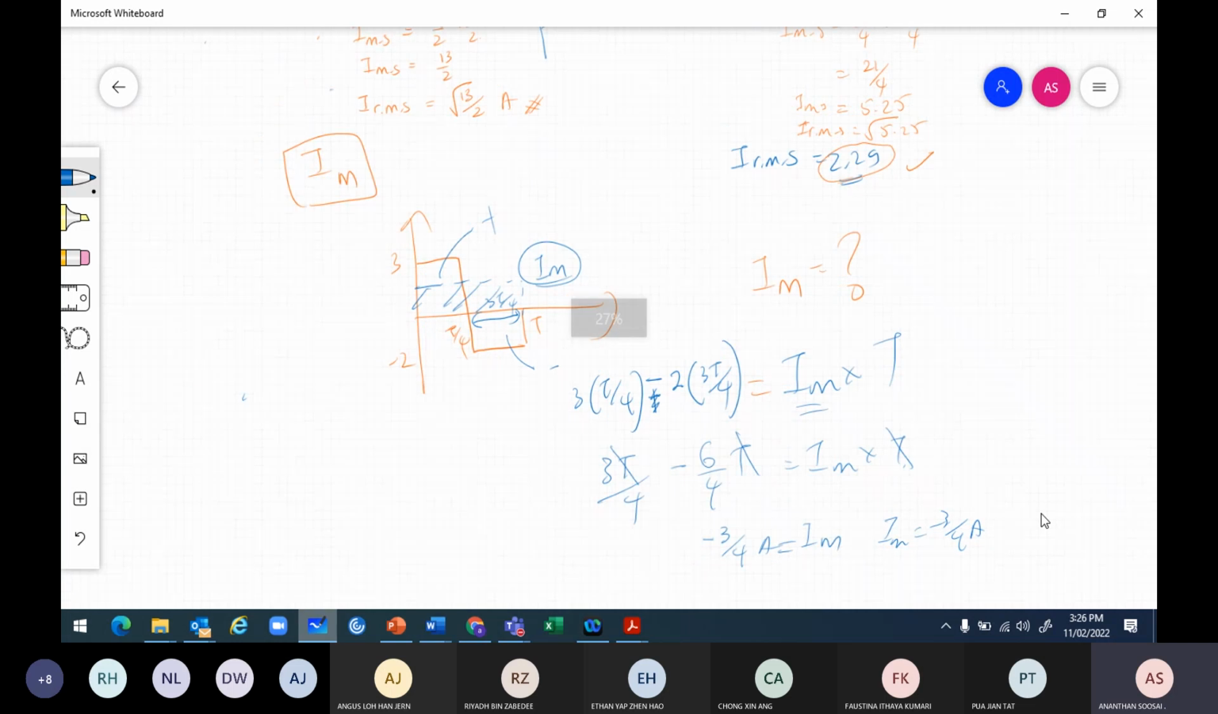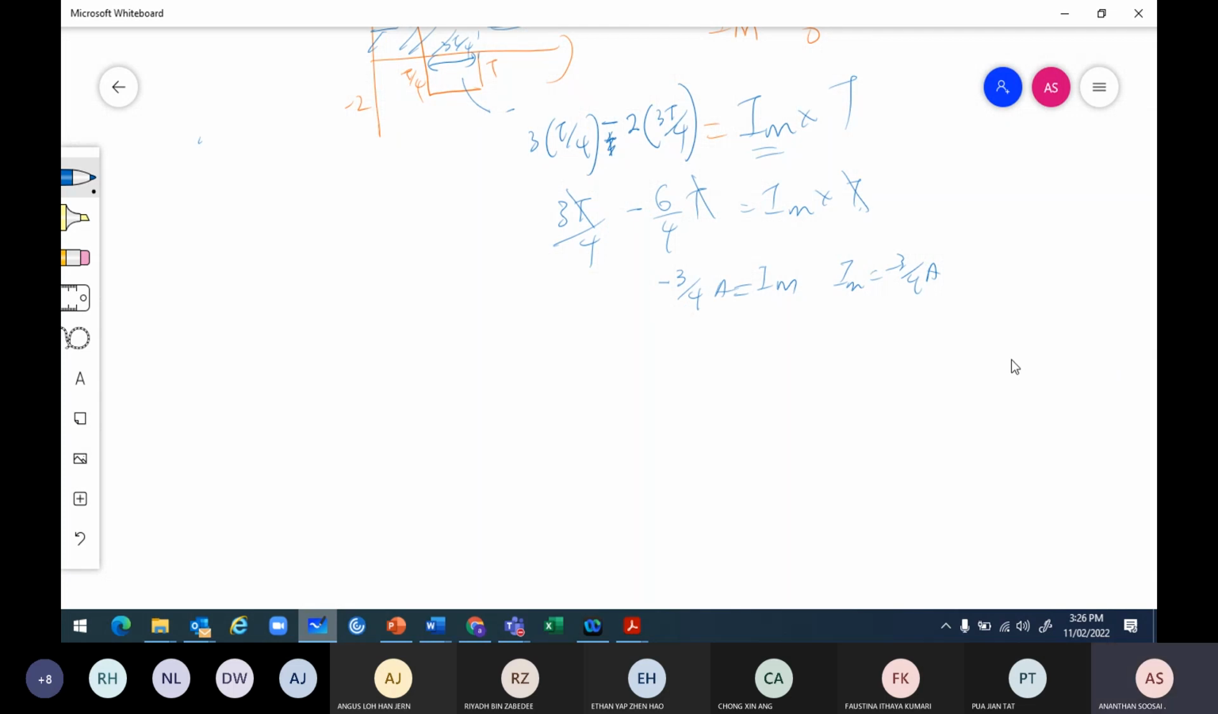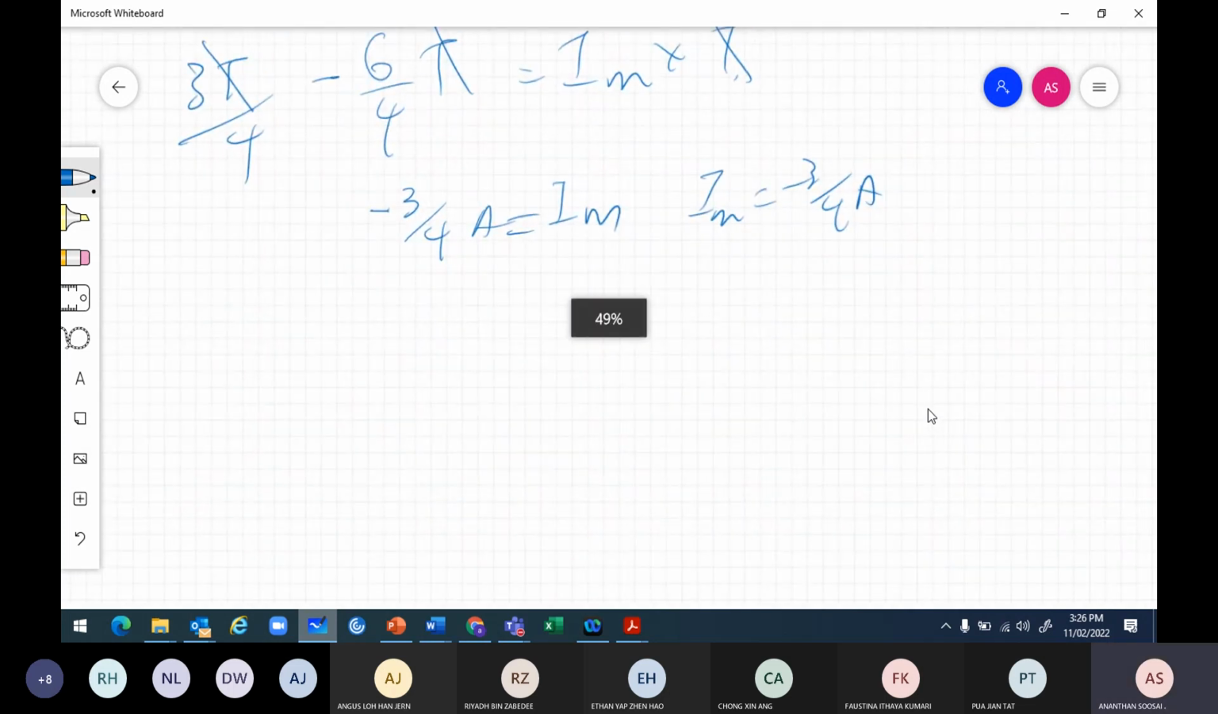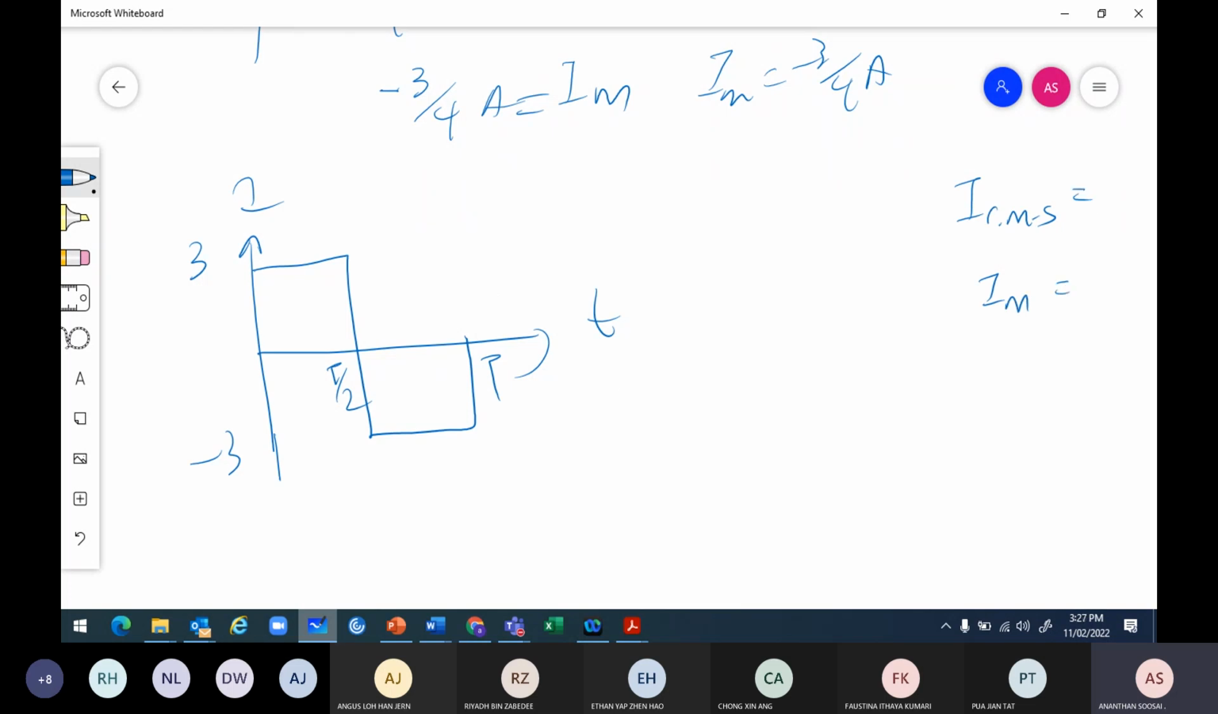Let's see, I'll test you again. I want to give you a graph and I want you to find the RMS and also the mean. Let's say you have one alternating current, I versus T, like this. Up is 3, down is negative 3, this is T over 2, this is T. So this is AC. Can you find the RMS value and the mean current for this AC? One minute for you.